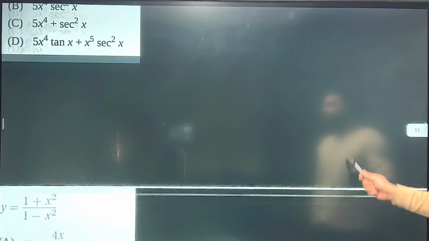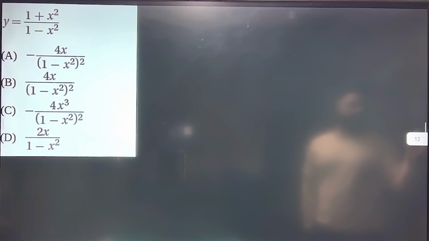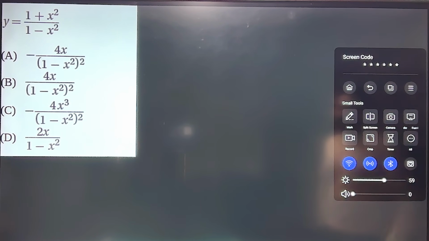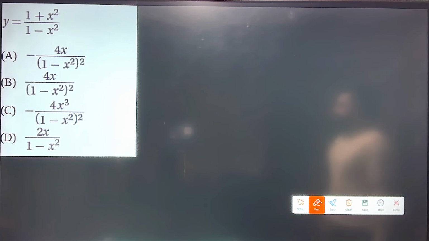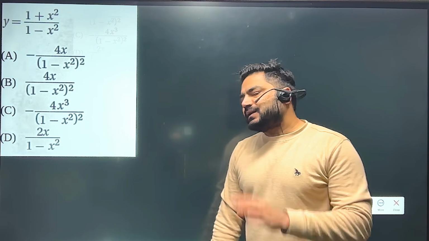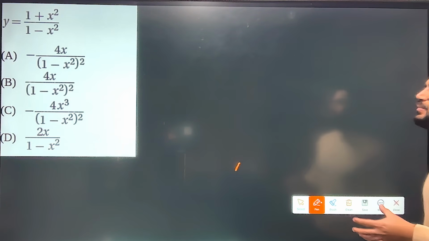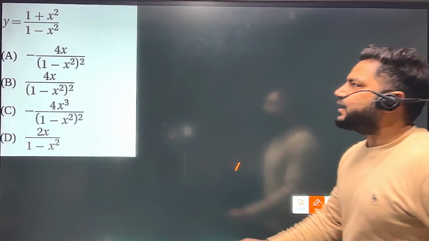Fine. Moving on, next question. The next question is about the quotient rule, because two functions are in division. If two functions are in division, how to do the differentiation? See, both these rules are important. One rule is the product rule, that is important, but at the same time the quotient rule is also important. Quotient rule will apply here. So how to apply the quotient rule?